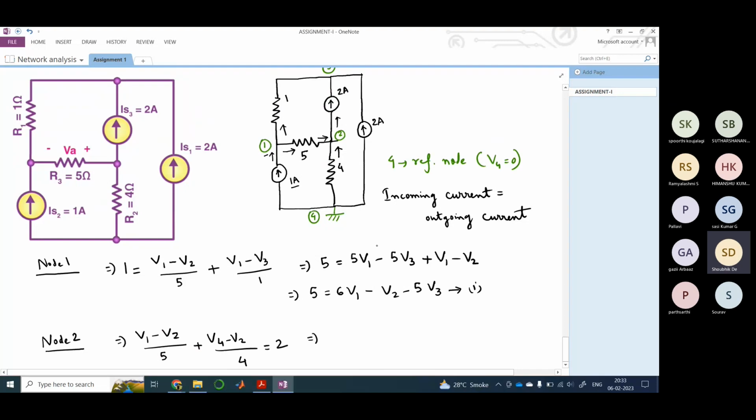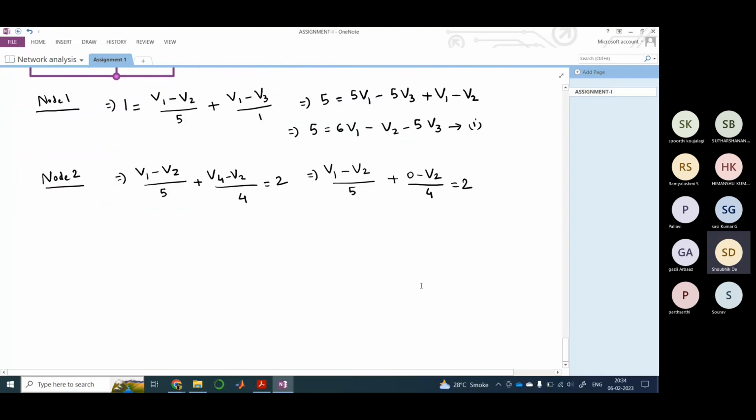Now we saw that V4 is 0, because this is my reference node, and we need to take this node as the reference node in nodal analysis. Therefore we can easily write this as (V1 minus V2) by 5 plus (0 minus V2) divided by 4, equal to 2. Now we can go on solving this equation. I'll actually solve this for your benefit, and we'll keep on doing this in every live session.